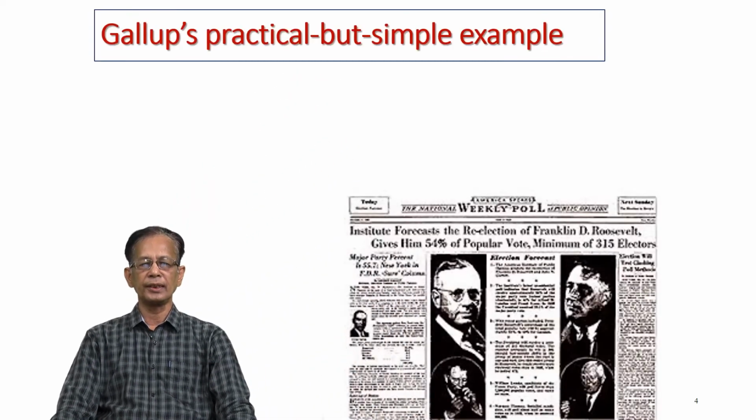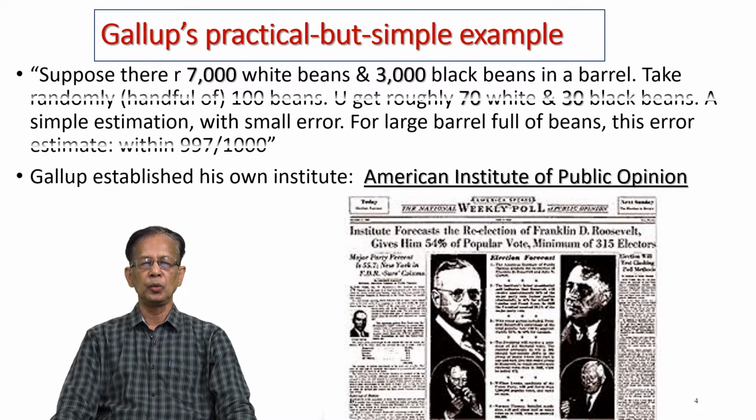Now, let me tell you what he did. I will give you a small, simple example which would be the gist of the work done by Gallup. Say, for example, you are selecting beans from a big container, say 7,000 white beans and 3,000 black beans, and you shuffle it. Suppose you want to take 100 beans. If you take a well shuffled sample of 100 beans, you can very well expect approximately 70 white and 30 black beans.